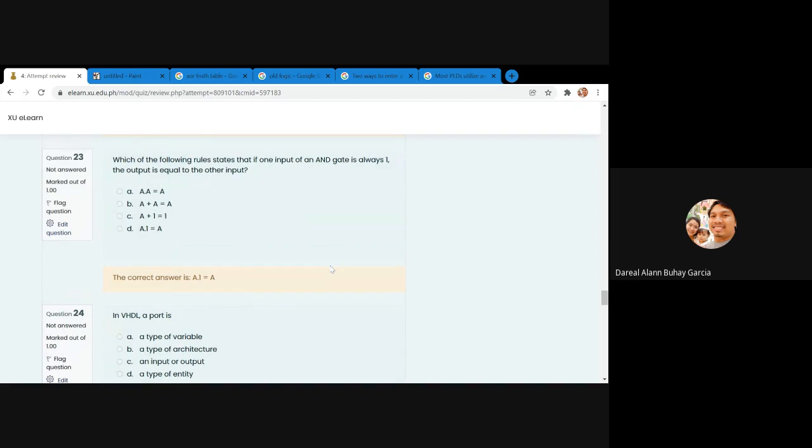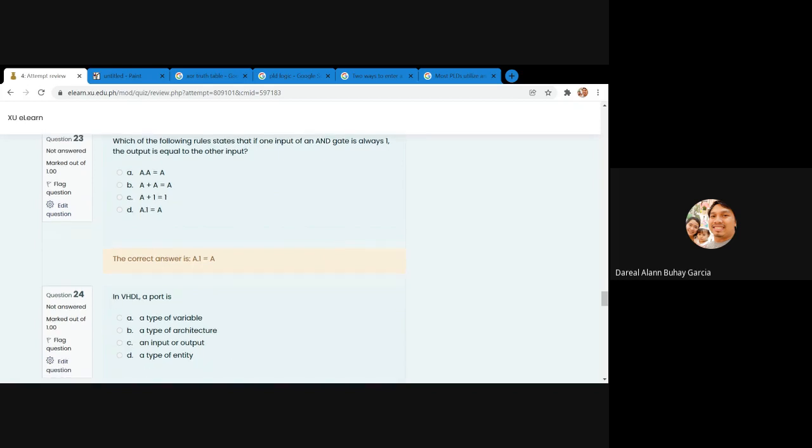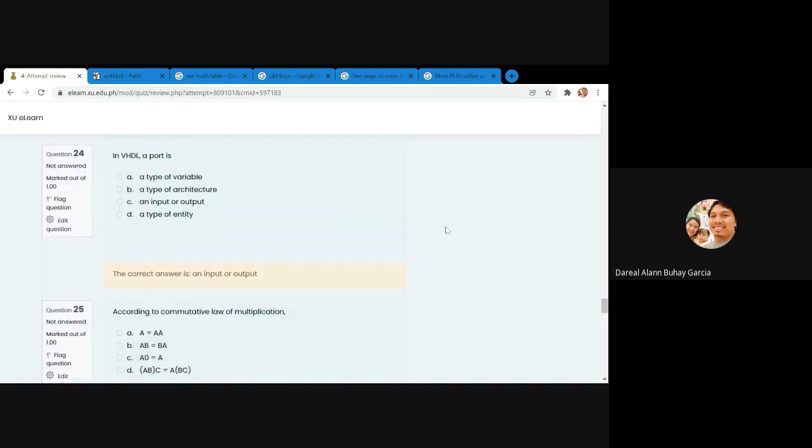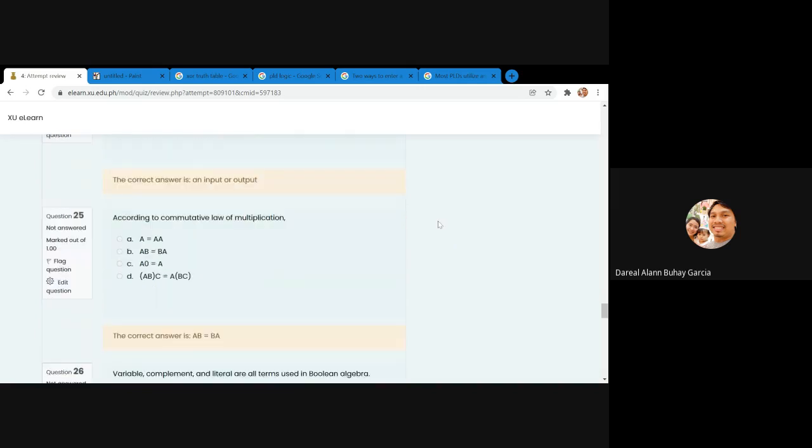In VHDL, a port is... it was presented in the demonstration last week. In VHDL, a port is input-output. According to the commutative law of multiplication, B? Yes, B.